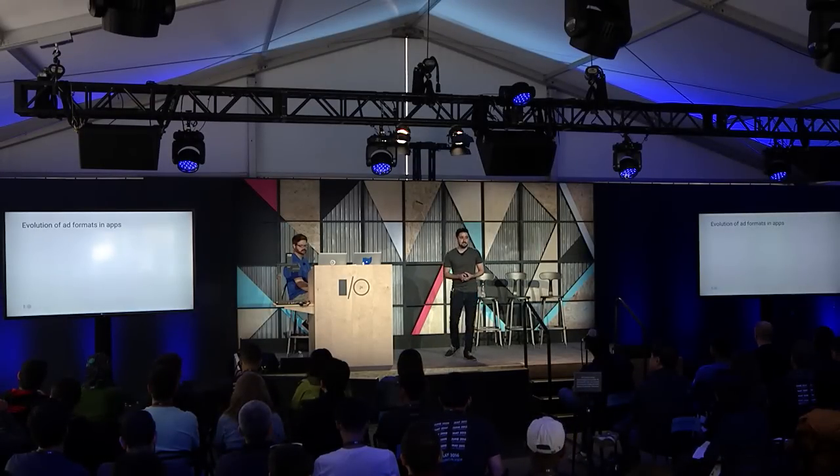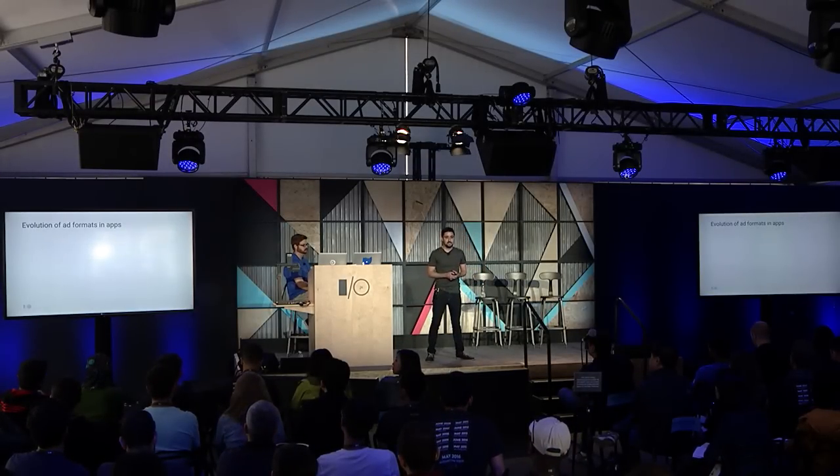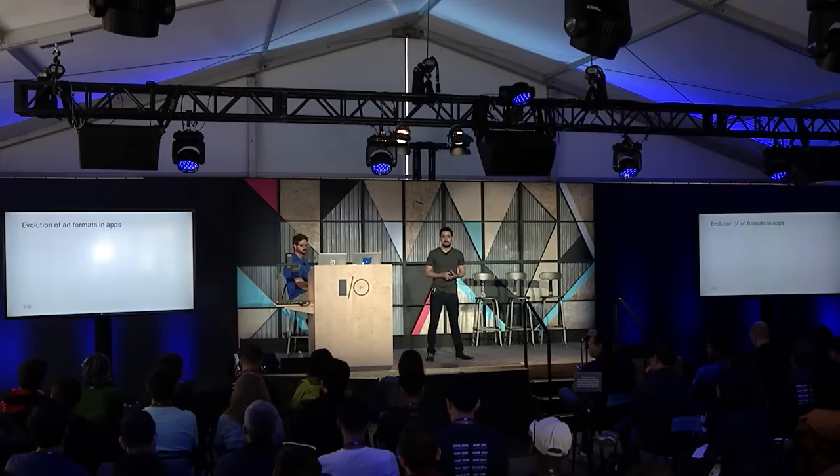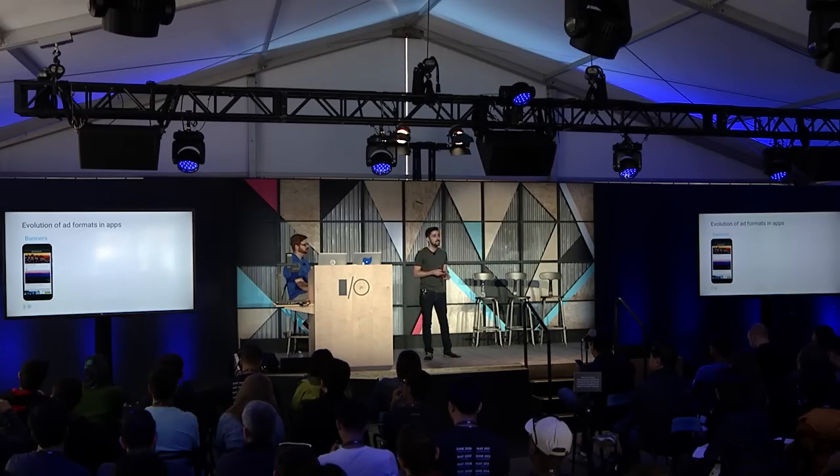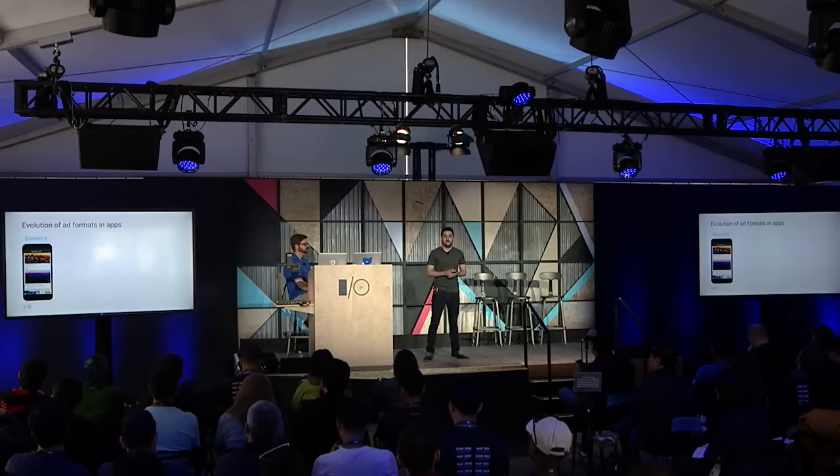Before we dive deep into native and rewarded ads, it's worth taking a look at the evolution of ad formats in apps over the last several years. First, banners emerged as the primary way to monetize your app. You'd place a 320 by 50 pixel ad at the bottom of your screen, and you'd probably leave it there at all times. And if a user was interested, they would tap on the ad to learn more.